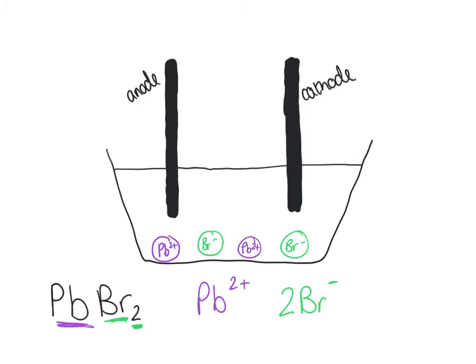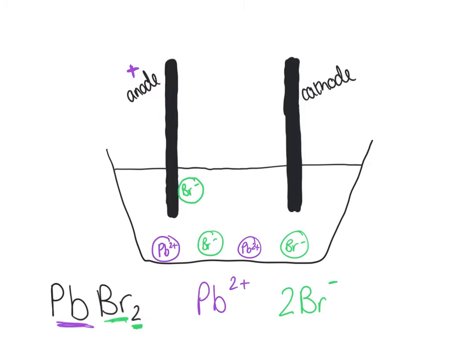What is the anode? It is the positive electrode. So it's not my positive ions that are going to go to it, but rather my negative ions. Remember, anions go to the anode. So what I find is that the bromide ions come to the anode, the positive electrode.